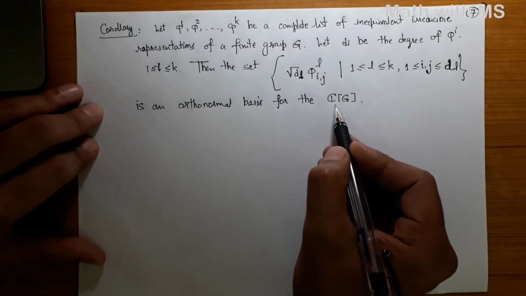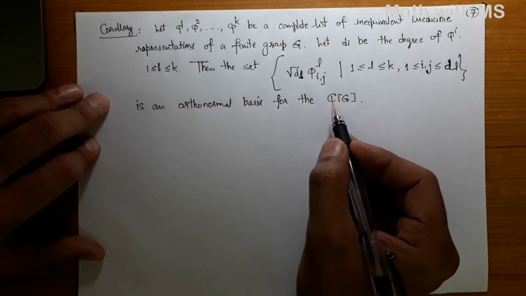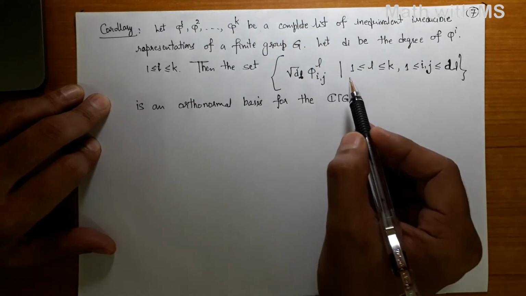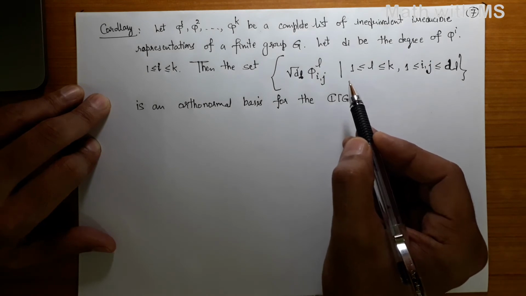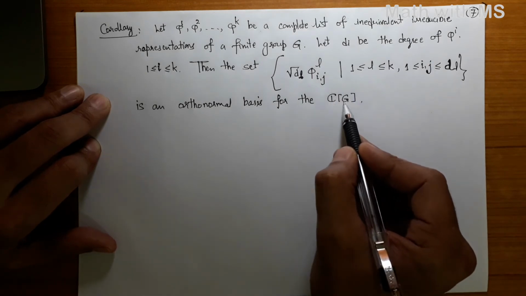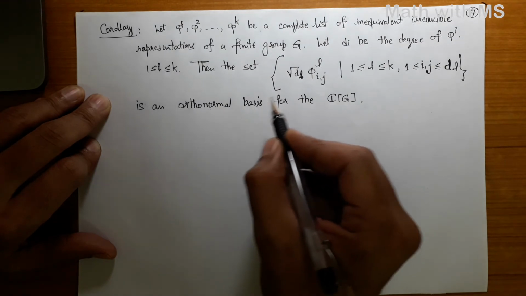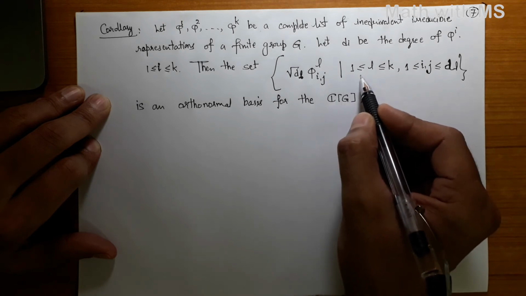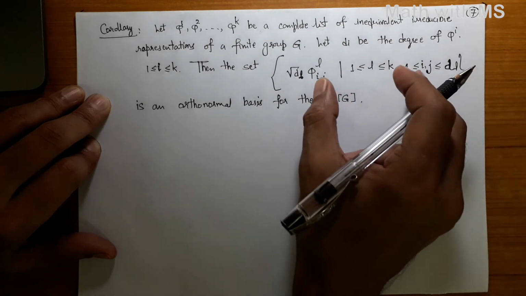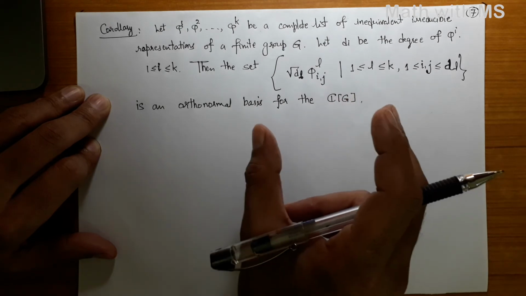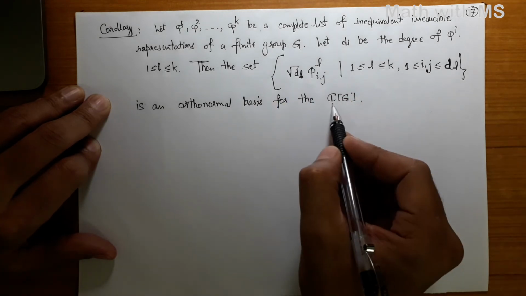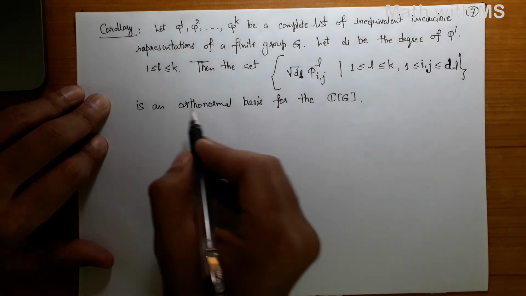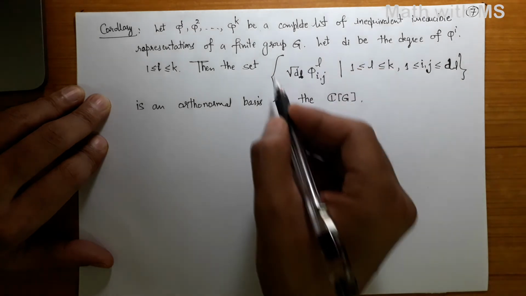This follows immediately from the preceding theorem, because we already showed that the coordinate functions of inequivalent irreducible representations form an orthonormal set in CG. Since these are d1 square plus d2 square plus so on plus dk square many functions, and we know that this sum is the same as the dimension of the vector space CG, which is the order of the group G, by the preceding theorem, it follows that this set is in fact a basis for CG.